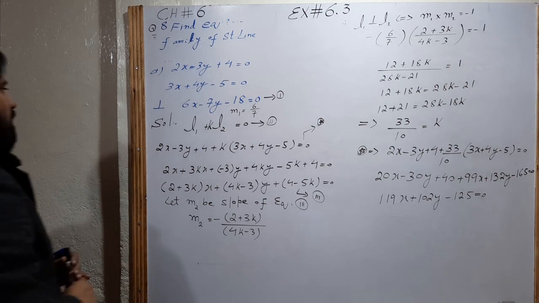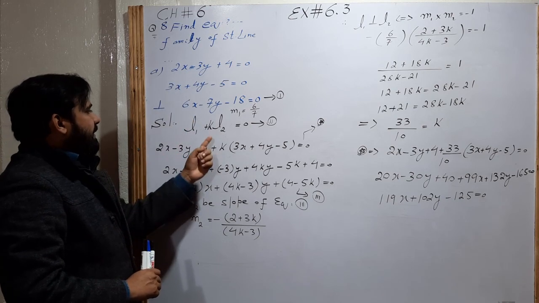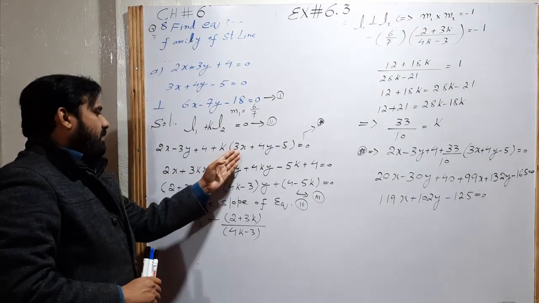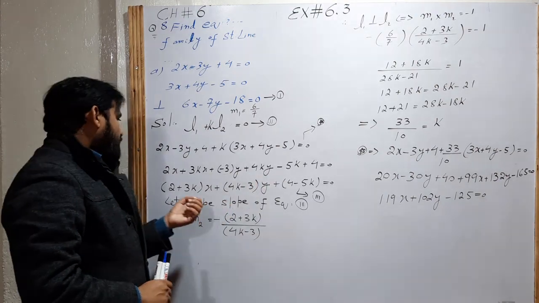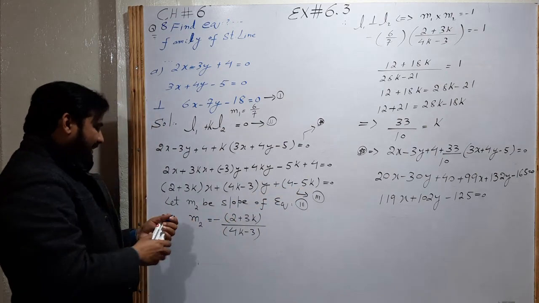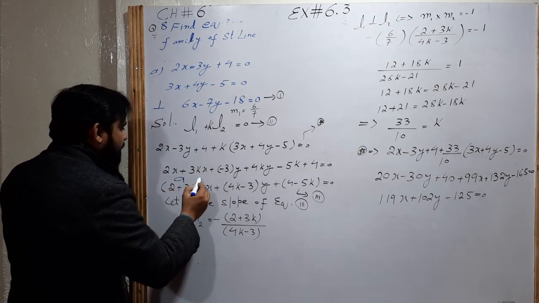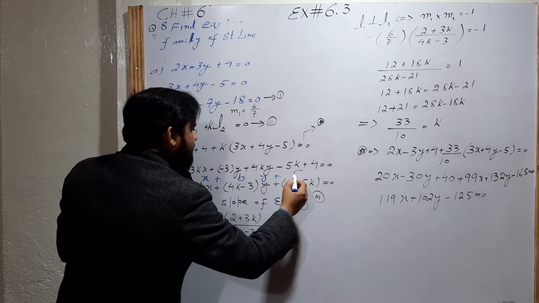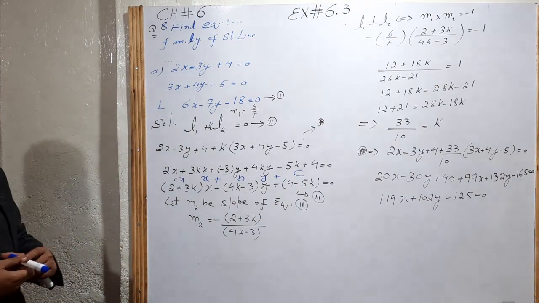So, dear student, this is the family of intersections formula: L1 plus k times L2, where L2 is this one. Multiplying by k and simplifying in the form of x, y and constant, x is common, y is common and there is a constant value. So it looks like the equation of a straight line in standard form, ax plus by plus c equal to 0.